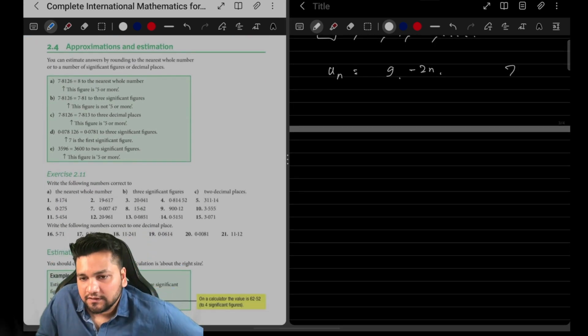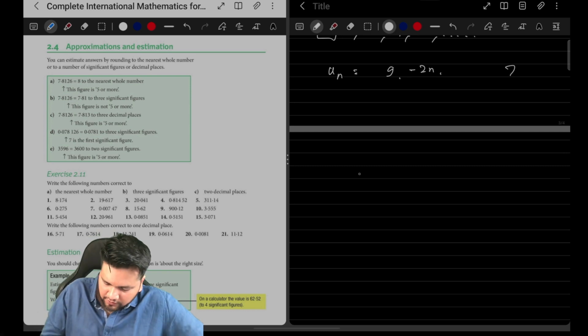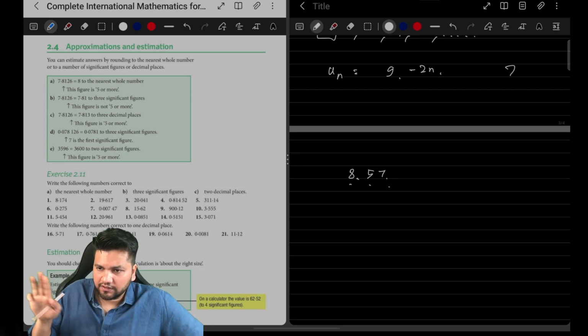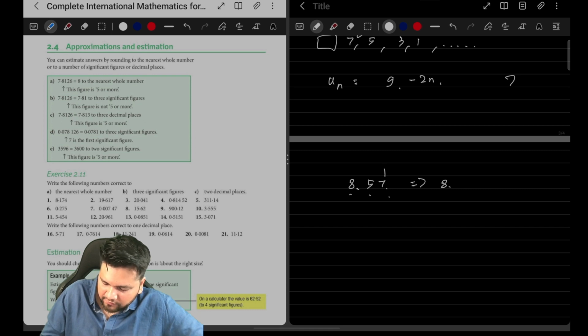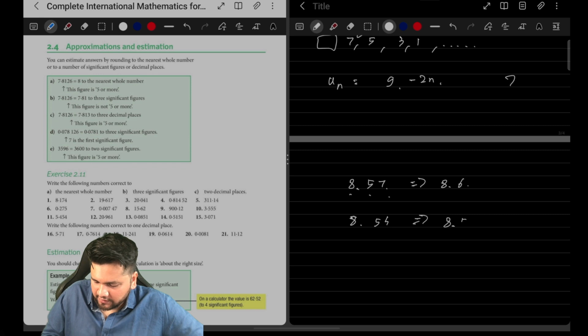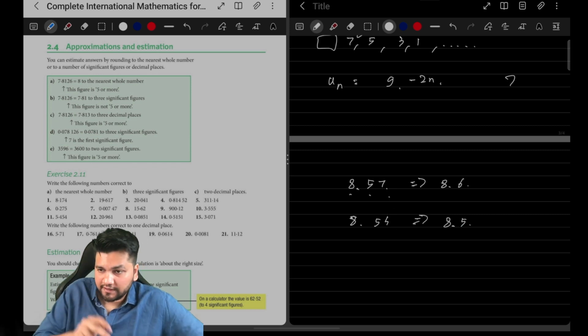Now here, obviously if I have 8.57 and if I want to put it in two significant figures, remember these are three significant figures, three numbers like that. So here, if I want to convert that into two significant figures, this is going to be 8.7 is there, which is more than 5, so it has to be 8.6. If it would have been 8.54, then it would have been 8.5 because 4 is lesser than 5. And yes, of course, for 5 also we are going to round up.